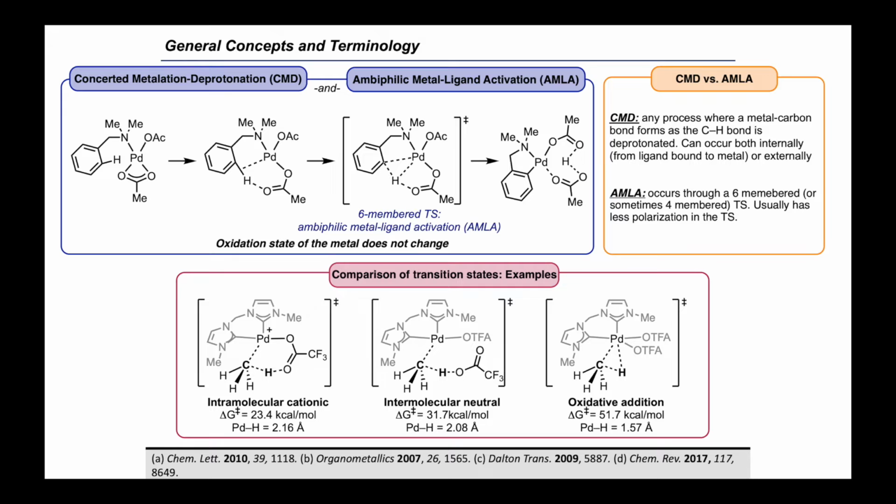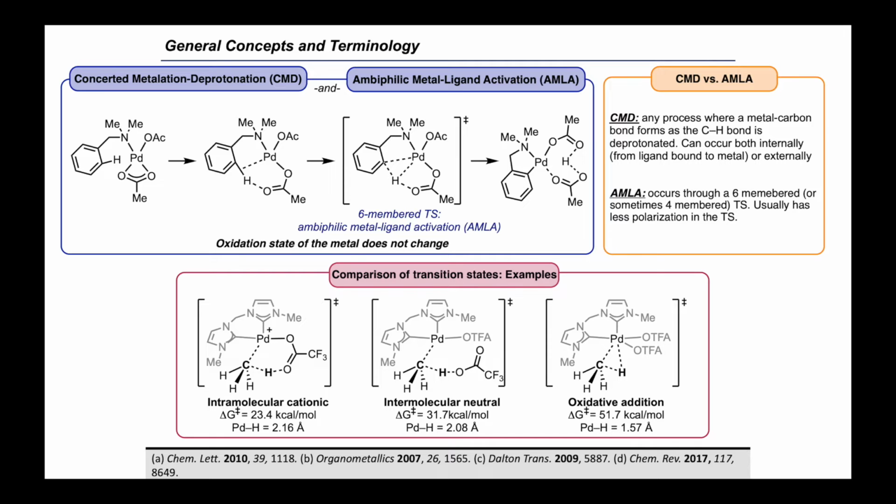But not only does the identity of the metal play a role in the mechanism of activation, but also the identity of the ligand. If the ligands bound to the metal are bifunctional and contain an additional Lewis basic heteroatom, such as phosphine oxide or carboxylate ligands, they can assist in the CH bond activation step. This is known as concerted metallation deprotonation, abbreviated as CMD, or amphiphilic metal ligand activation, abbreviated as AMLA.